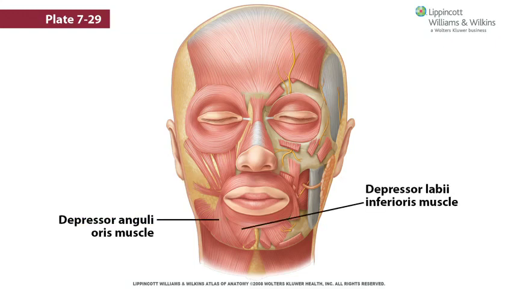The depressor anguli oris is a frowning muscle. It originates on the anterolateral base of the mandible and inserts on the modiolus. It depresses the labial commissures.